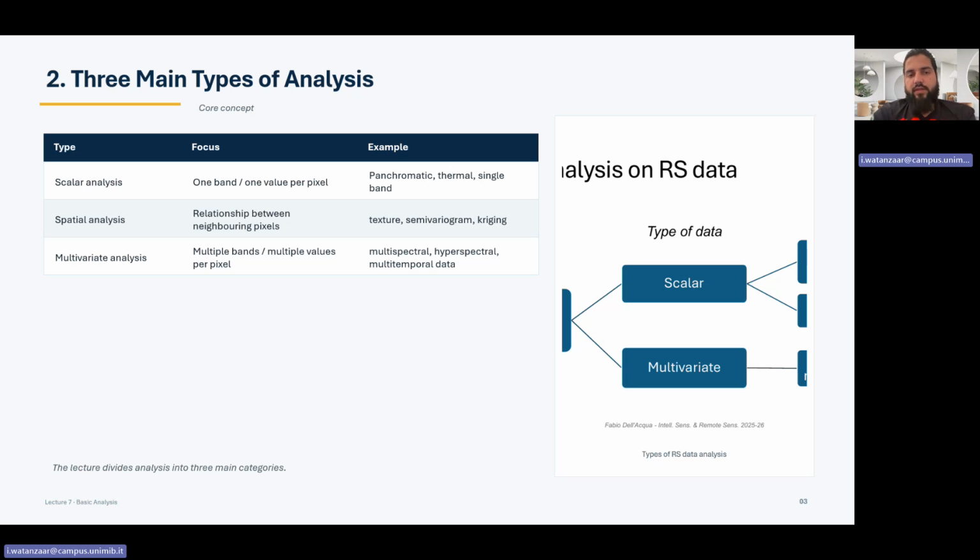Then we have special analysis, where we discuss the relationship between neighboring pixels. These neighboring pixels are really important. As we discussed, remote sensing data is mostly in raster grid form, so we have cells which contain a value from 0 to 255 in 8-bit data, and the bit depth is 2 to the power n. We already discussed bit depth in the previous lectures.